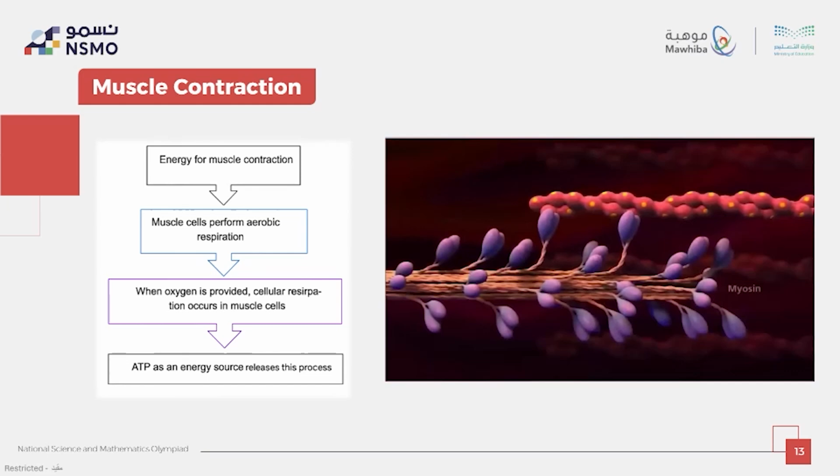When oxygen is available, muscles perform aerobic respiration to produce ATP efficiently. And look at this image. This image shows actin and myosin filaments sliding over each other to produce contraction.